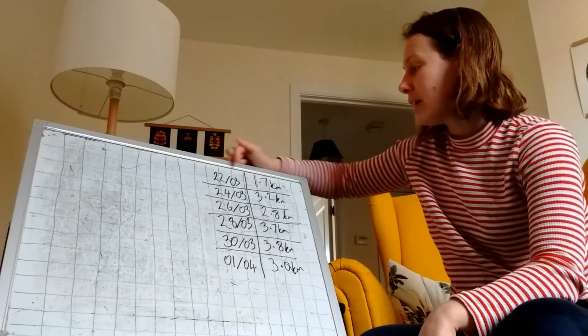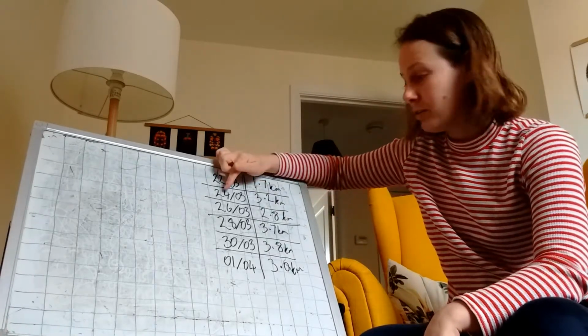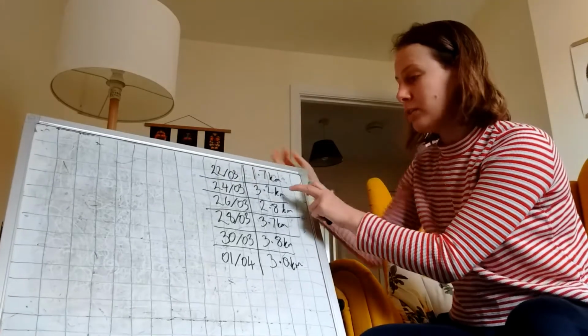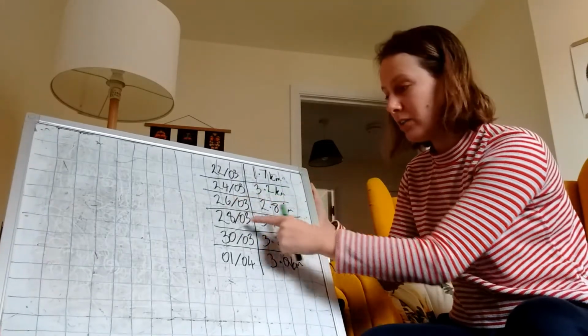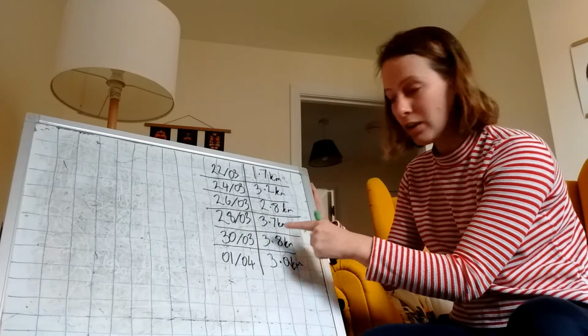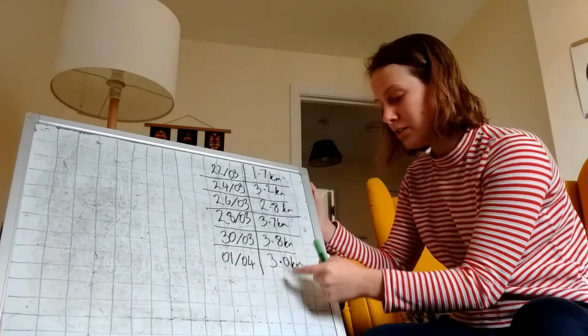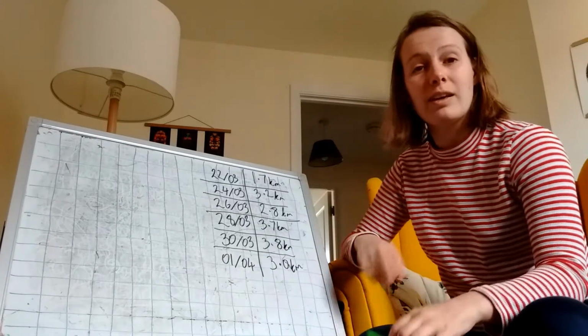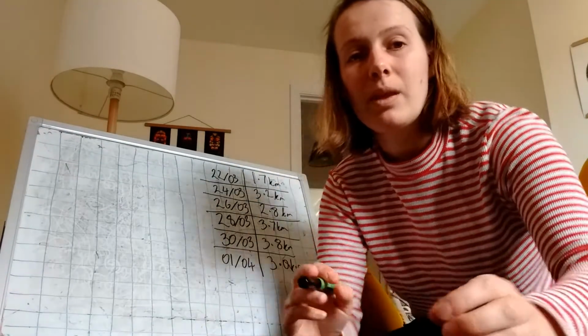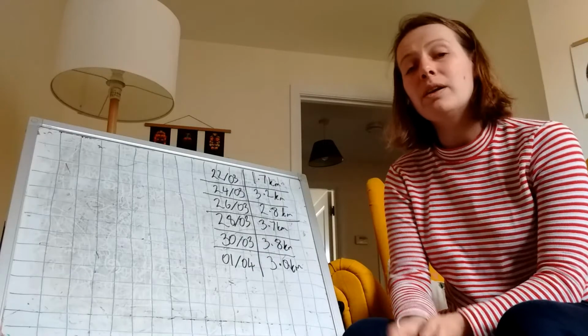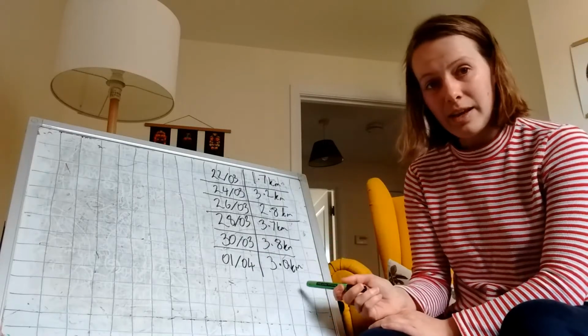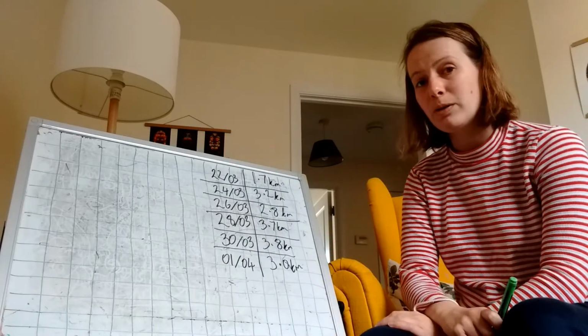But on the 22nd, I ran 1.7 kilometres. On the 24th, I ran 3.2 kilometres. On the 26th, I ran 2.8. On the 28th, 3.7 kilometres. On the 30th, 3.8 kilometres. And on the 1st, 3 kilometres exactly. The next thing that I would need to do is think about how to turn these into a graph. So that's what we're coming on to.